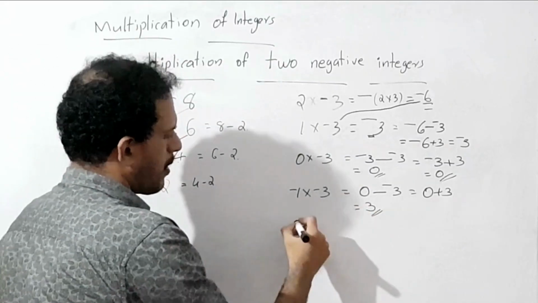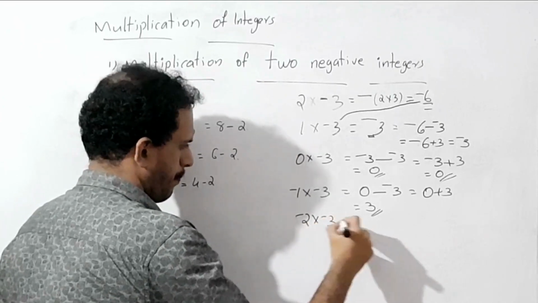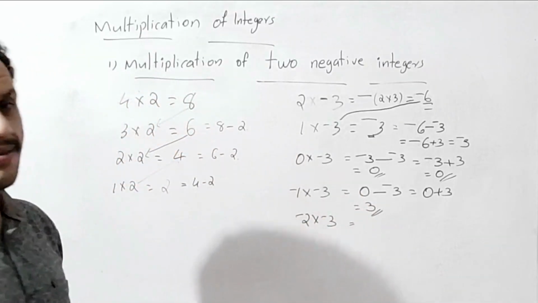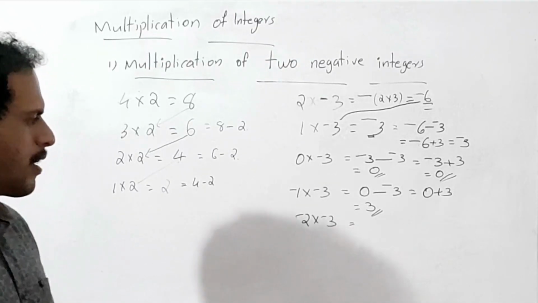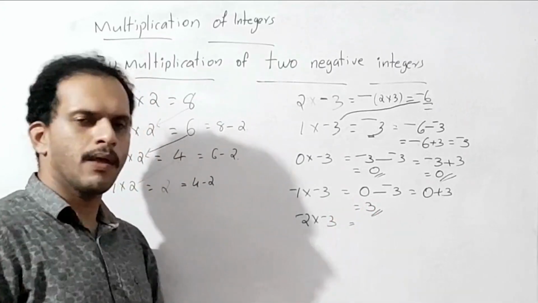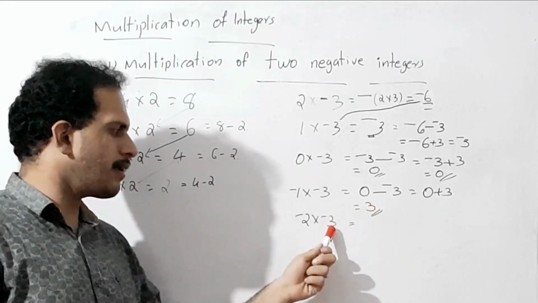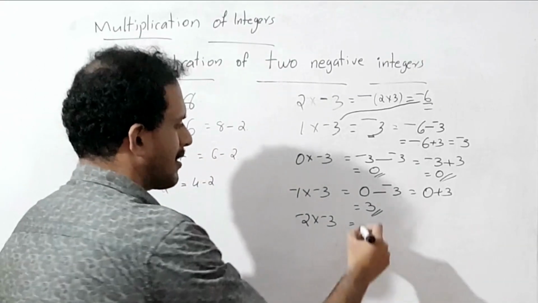Then the next number, minus 2. Minus 2 into minus 3. We don't know the answer, but we know the idea of how to find it. We want to subtract this minus 3 from 3. Like, this 3 and this minus 3, what to do? Subtract. So how do we find it?